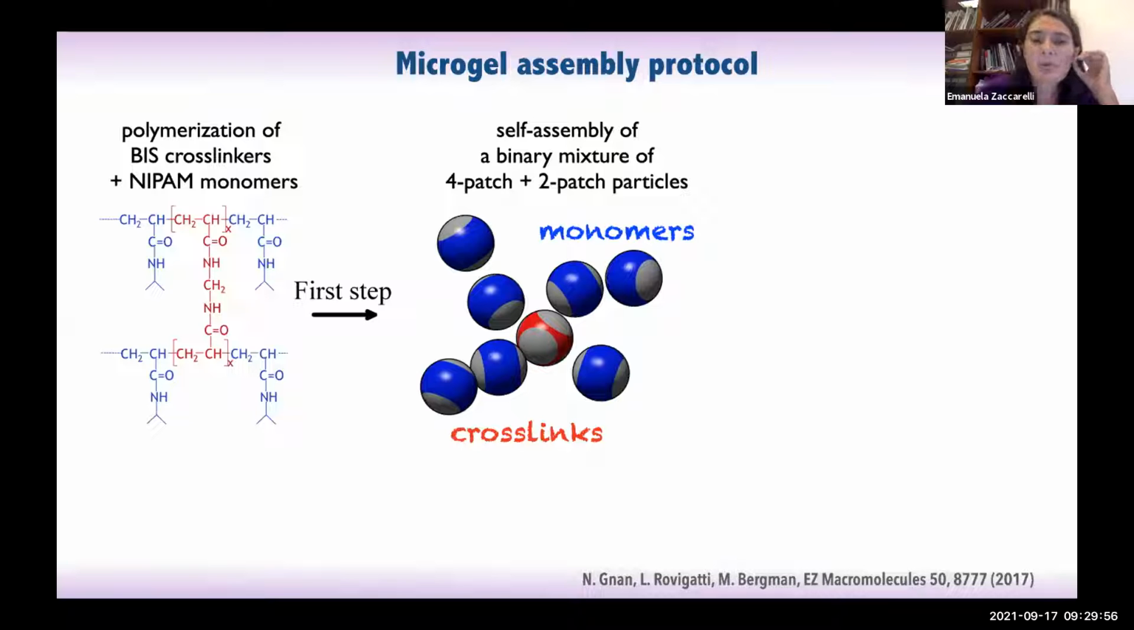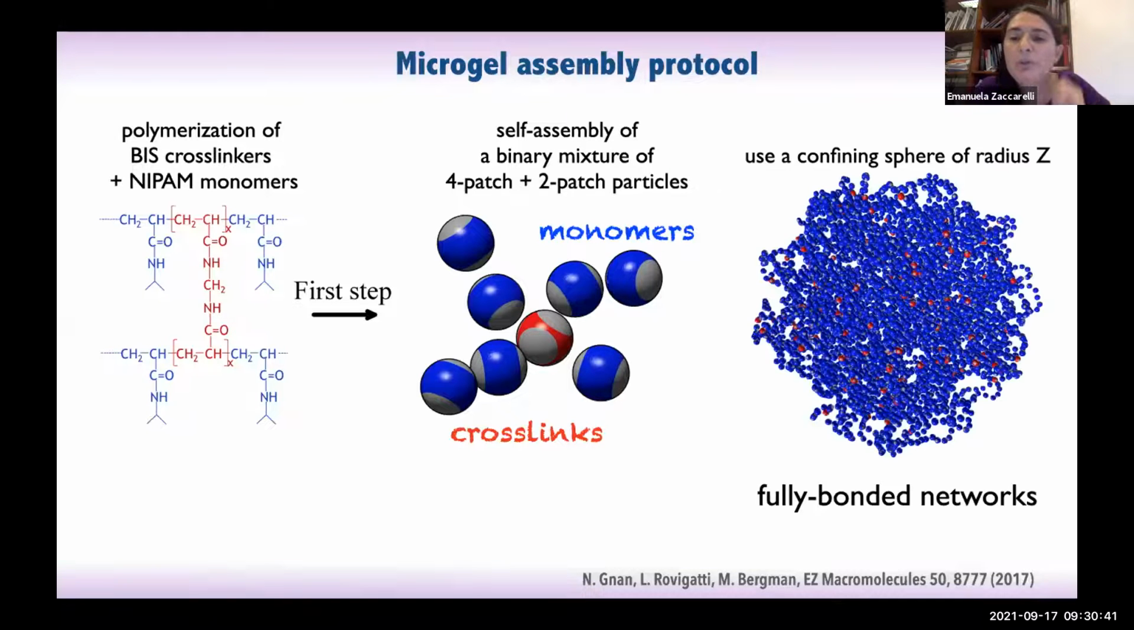We do that with this monomer-resolved method, in which we take the ingredients of the polymerization, the crosslinkers, these red molecules, and the NIPAM monomers, the blue ones, and we replace them with a binary mixture of patchy particles. Patchy particles are spherical colloids which have specific patches that are attractive. We mimic the monomers with 2 patches, so that they can just grow into chains, and we mimic the crosslinkers as particles with 4 patches, so that they can bind to 4 different monomers.